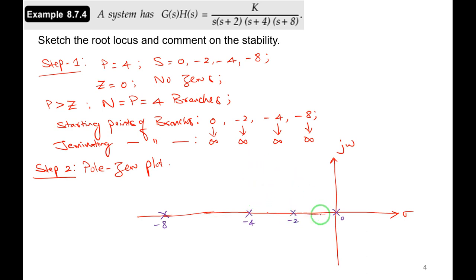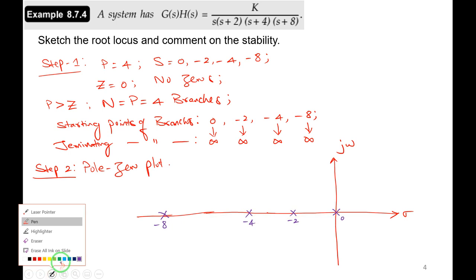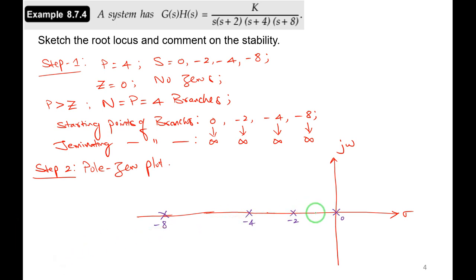Whether the root locus exists in this section or not, okay, we'll check it. So let me consider one point here. To the right of it, only an odd number, only one pole is there. So root locus exists in this section. Then let me check for the existence of root locus in the section minus 2 to minus 4. If I consider a point anywhere here, to the right of it, if I count, 2 poles are there, it is even. So there is no root locus here.